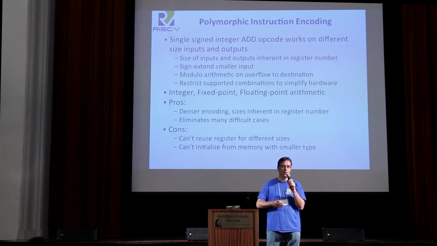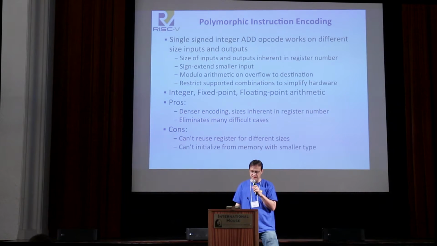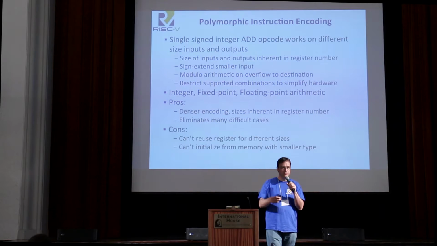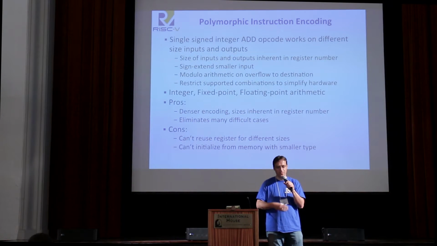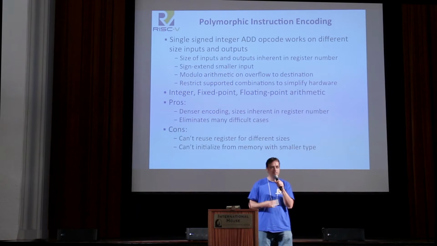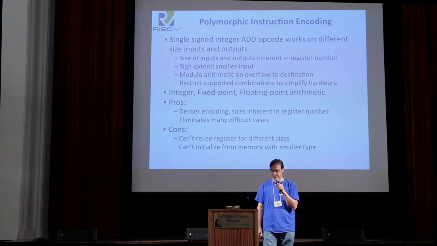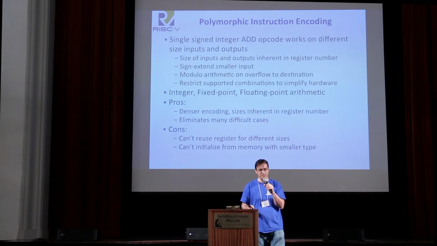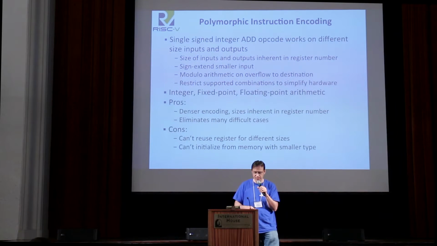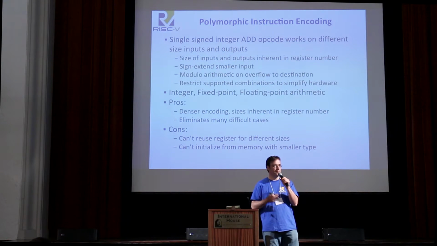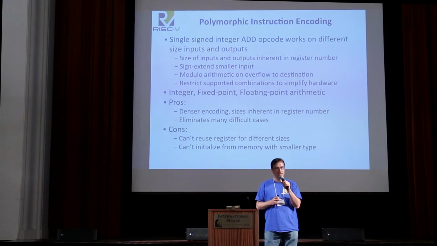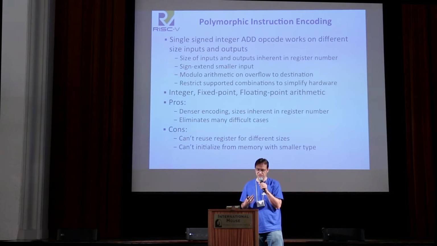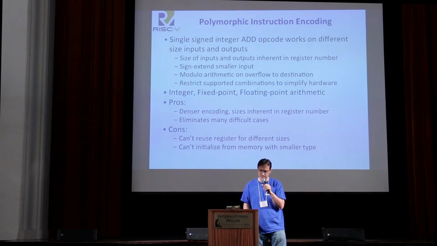So you don't have to encode different opcodes for all the different data types, different sizes. And similarly, you can encode unsigned integer operations, fixed point operations, floating point operations the same way to take operands of different precisions on the input and output. Now you might choose to restrict some combinations to simplify the hardware, but actually a lot of them are pretty easy to support this way. Now the pro of doing this is you get a denser encoding. It's one way of fitting into the small encoding space. And it also eliminates a lot of difficult cases to worry about in the ISA. You don't have to explicitly encode operations to do sign extension and things like that.